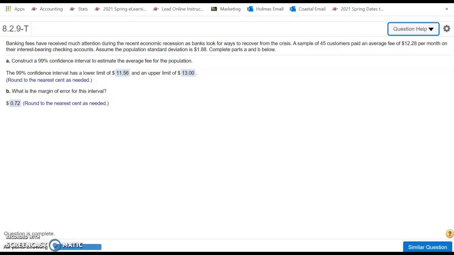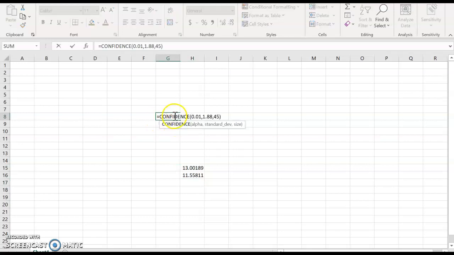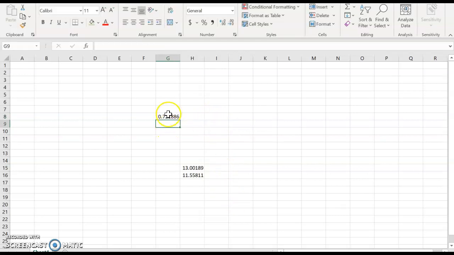technology. So what we're going to do is we're going to open Excel, and I've already worked it here. So you're going to type in equal confidence, and then you're going to put the alpha, and the alpha is 1 minus 0.99, which would be 0.01. The standard deviation was 188, and the sample size was 45. So if you press enter, this is what you're going to add and subtract from the mean.